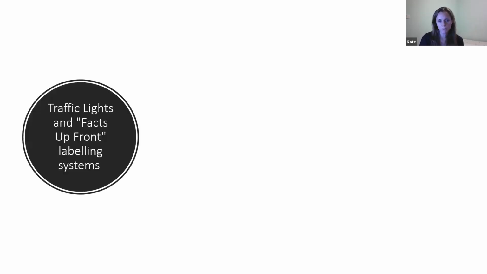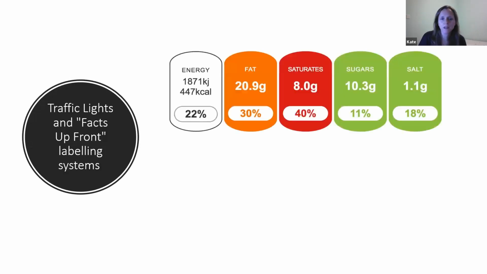So the first 2 systems are known as the traffic light system, and a bunch of closely related systems called the facts up front labelling system. The traffic light system is probably familiar to many of you. This is where the different nutrients are colour coded: red, green or amber, orange colour. Red meaning don't eat too much, or think about whether you should eat this. Green meaning this is fine, eat as much as you like. And orange or amber meaning kind of okay, don't eat too much, but you can have a bit here.